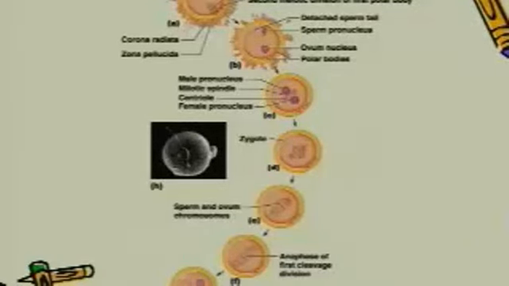You can see that the corona radiata is all of those cells surrounding the egg. The zona pellucida is that membrane. You can see how all the sperm are attached at the upper portion of the picture. Once one of the sperm gets in, it loses its tail. The male and the female pronucleus grow closer together. Once they join together, in the fourth circle down, they form a zygote.